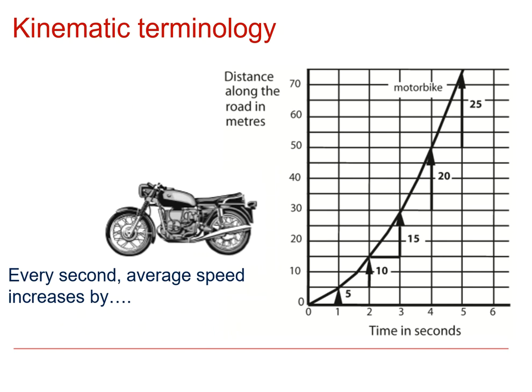For the motorbike, if we look carefully, we see that in the first second it's moving forward by 5 meters, in the second second it's moving by 10, in the third second it's moving by 15, and so on. So for each of those little 1 second sections, we can see that its average speed is going from 5 to 10 to 15 to 20. So its average speed is increasing by 5 meters per second every second.